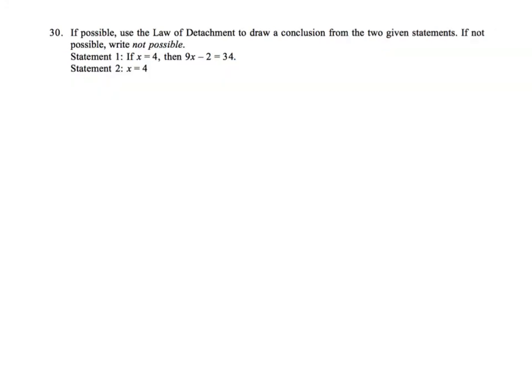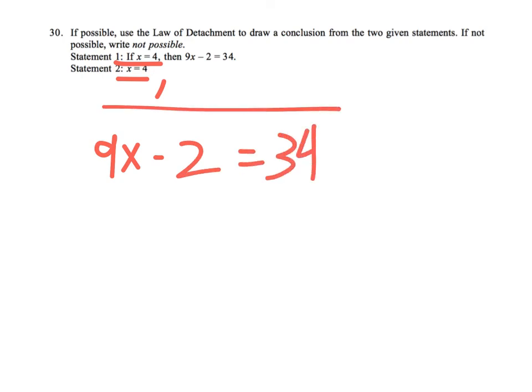30, if possible, use the law of detachment to draw a conclusion from the two given statements. Again, this is the one where we want the first half of our statements to match, and then we can assume our conclusion. So statement 1 says if x equals 4, then 9x minus 2 equals 34. My second statement says x equals 4, so these two match. So then I know that 9x minus 2 equals 34. And that would be my final conclusion. I don't need anything else. That's it. That's what we can assume, and you're good to go.